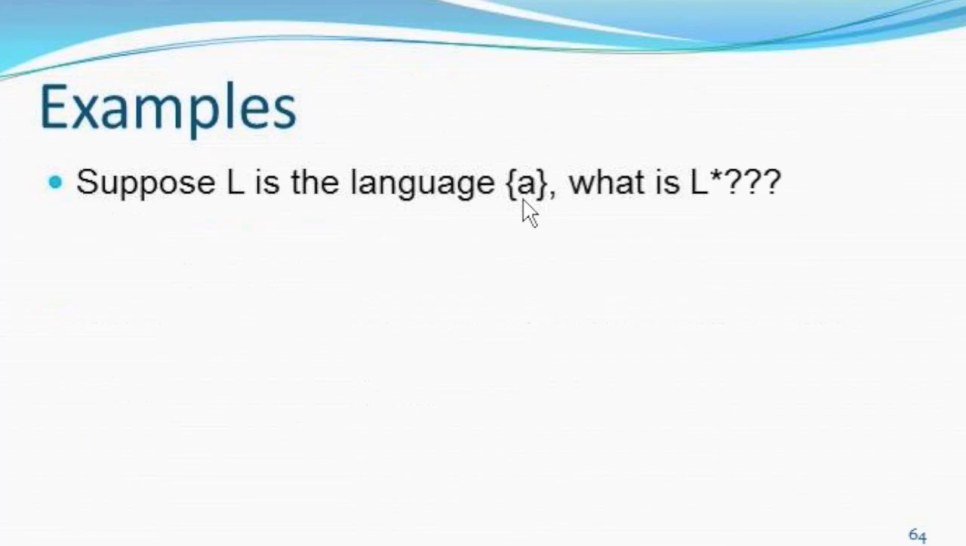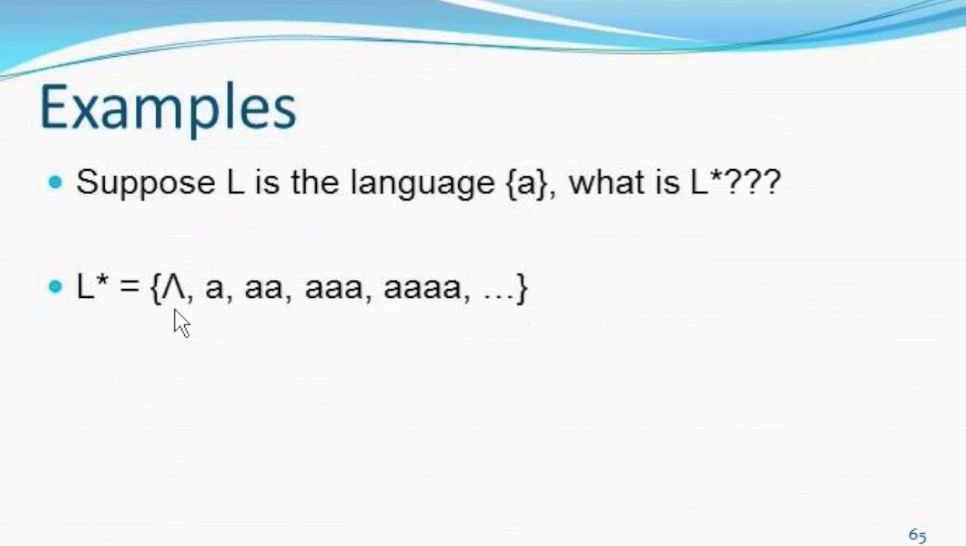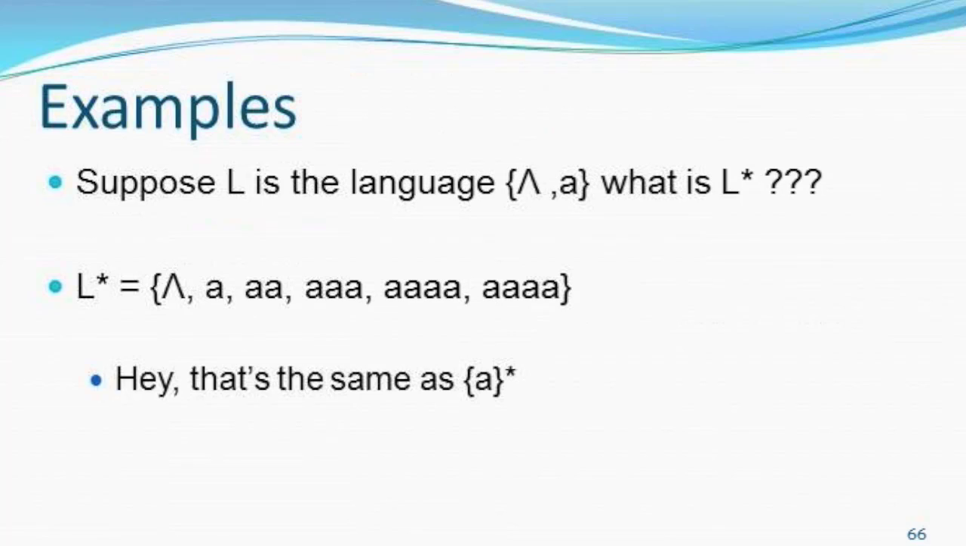So, for example, if L is the language which consists of just the string A, and we ask what is L star, we get L to the 0, which is lambda, L to the 1, which is A, L squared, which is AA, and so on. And by the way, it's interesting to note that that's the same as if I treat this as an alphabet, right? Then I get the same answer.